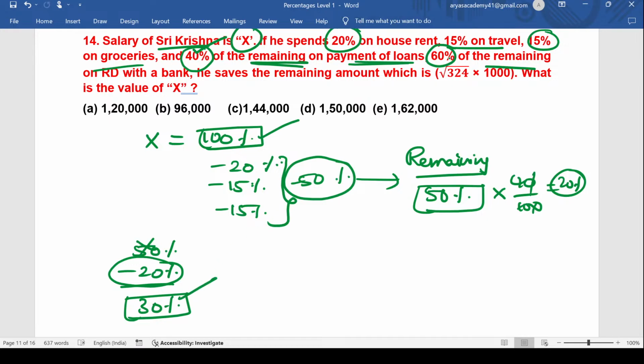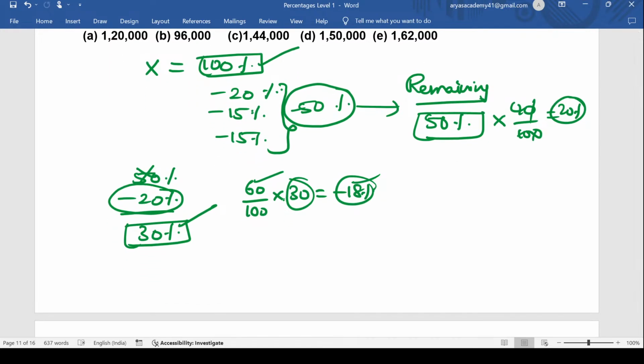Upon that, how much percent? 60%. 60% of the remaining, which is 30, that is 18%. 18% is being deposited as a recurring deposit with the bank. So he is saving some money with the bank, which is 18% of his salary, or 60% of the remaining, that is 30%. But 60% of 30 is actually 18.